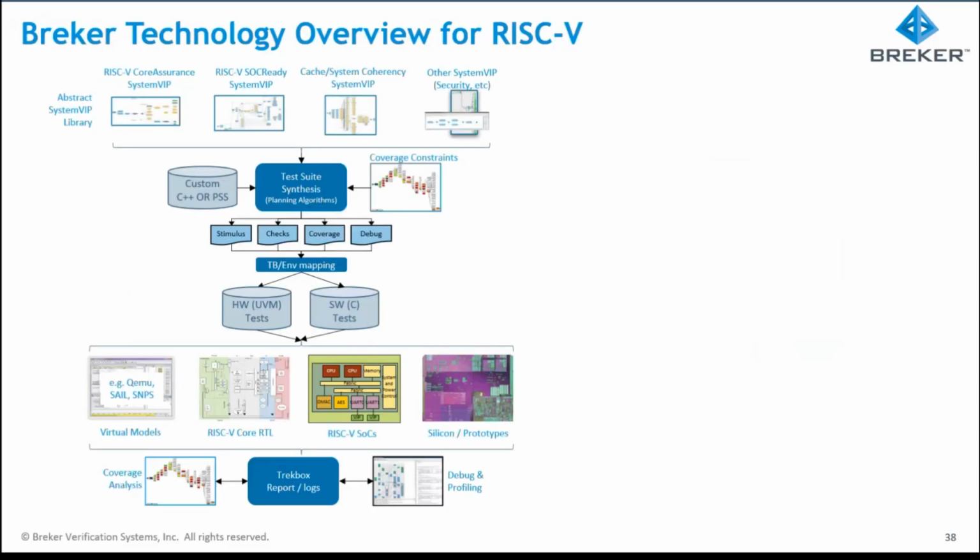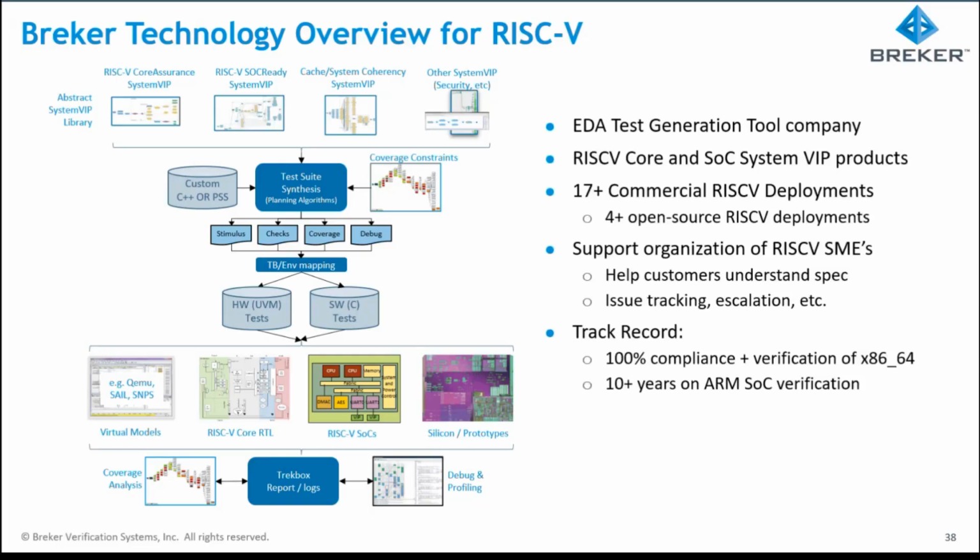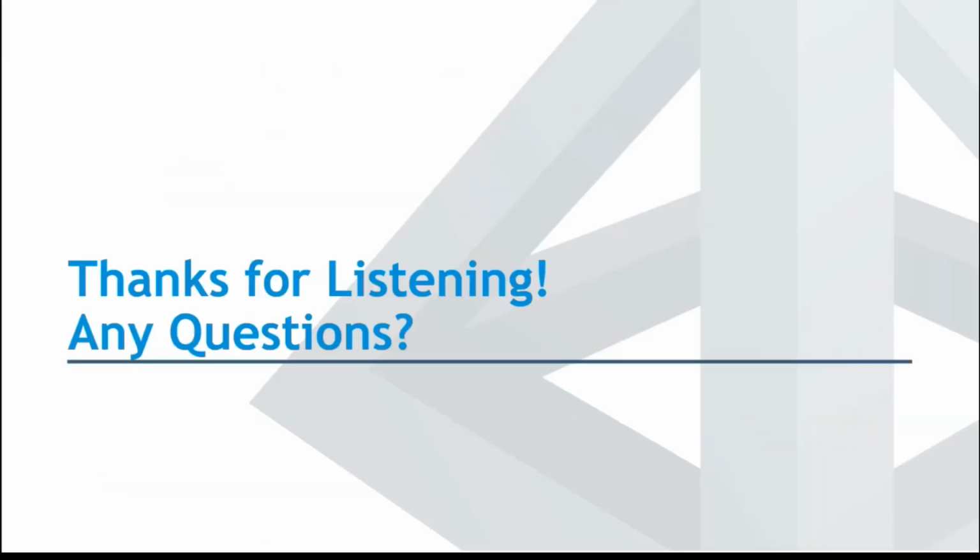And then finally, a sense of the actual tools that Breker used to translate this graph. I'm nipping through it, Mike, don't worry. So system VIPs at the top, which include different tests like the RISC-V tests. Synthesis technology generates stimulus, checks, coverage, and debug. Then we can generate UVM or software tests or combinations thereof, depending on what we want to do. Apply it to different platforms, and then finally the debug operation. And that, I think, is it.